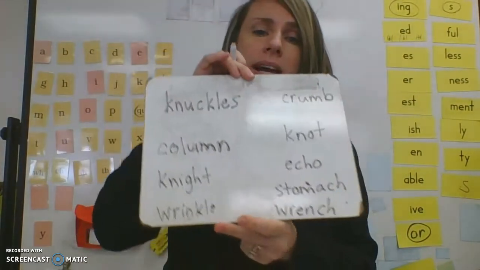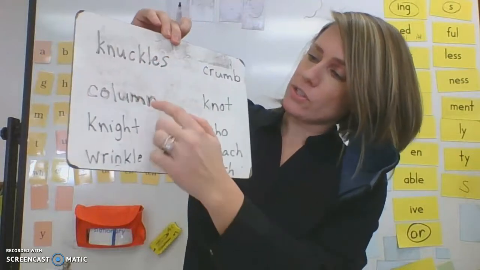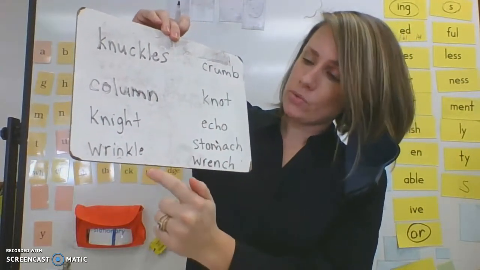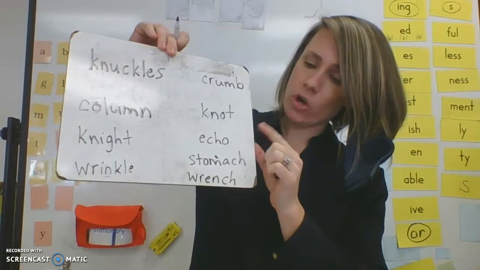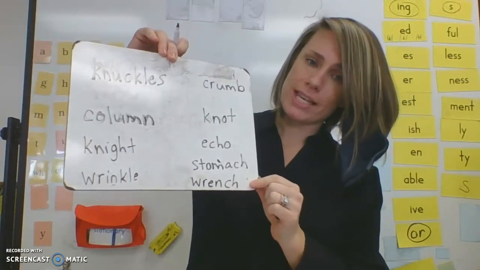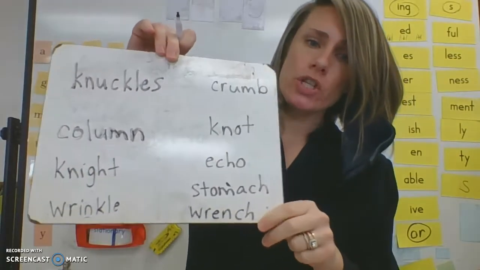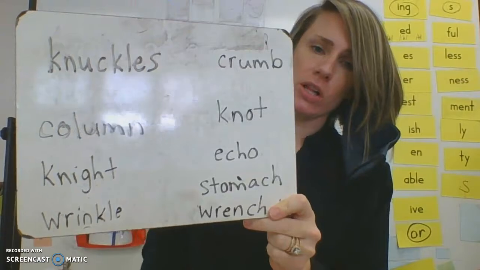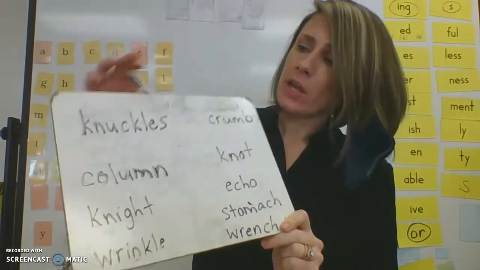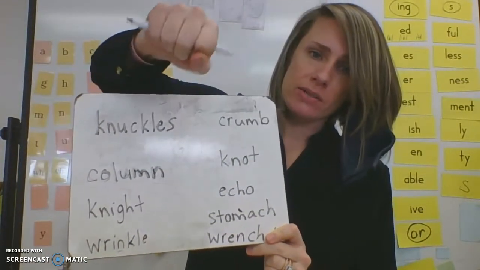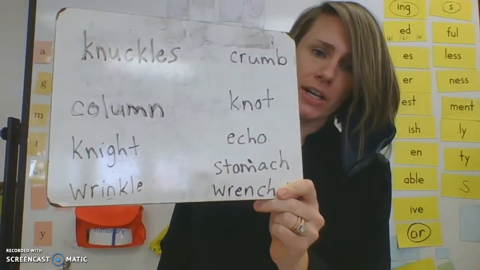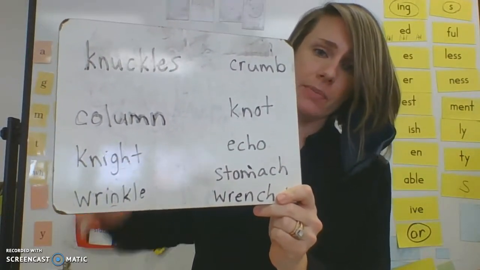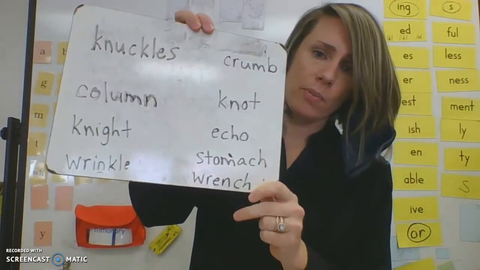All right, now let's read them together. Knuckles, column, night, wrinkle, crumb, knot, echo, stomach, wrench. Which word here is plural? Knuckles. Can you show me your knuckles? Which word here is also a sound-alike word? It has a homophone pair.